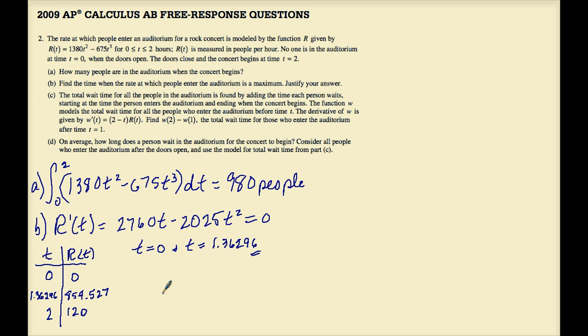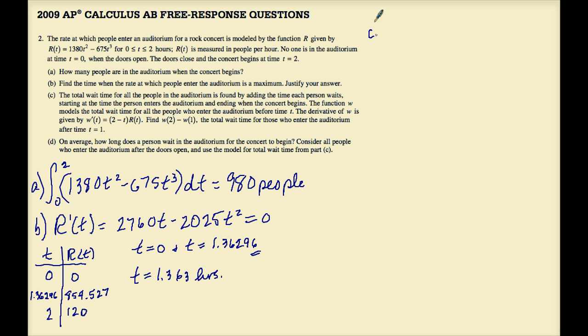Therefore, the time at which the maximum rate occurred was at 1.36296 hours. And at that time, people were entering the auditorium at about 855 people per hour. So your answer for letter B, t equals 1.363 hours.